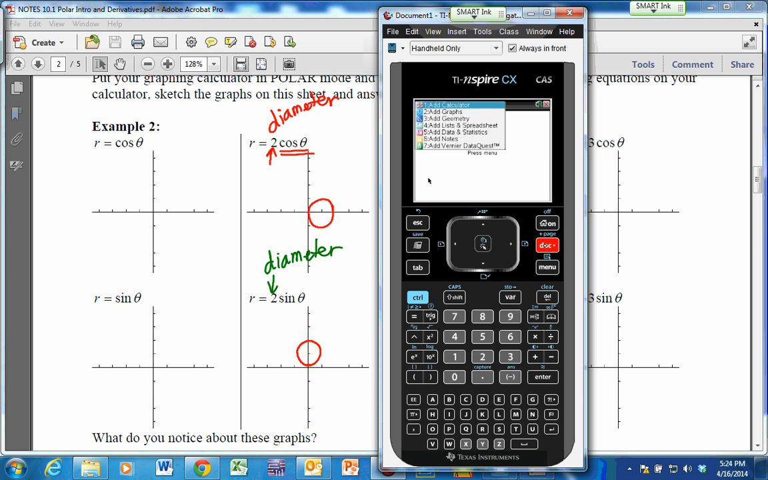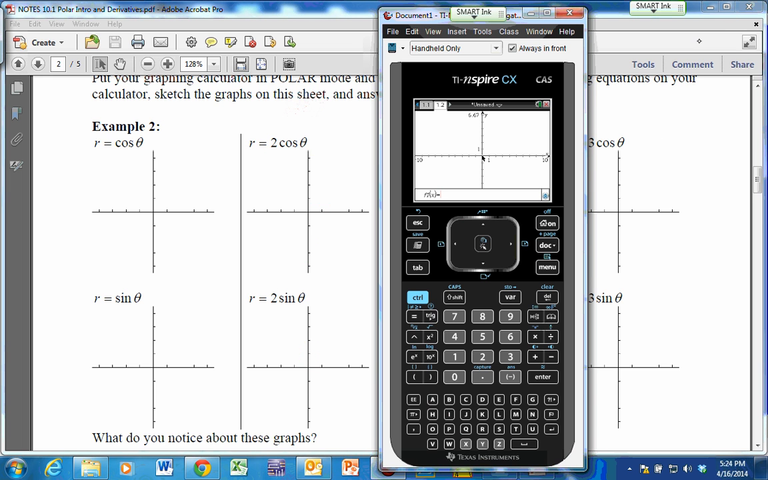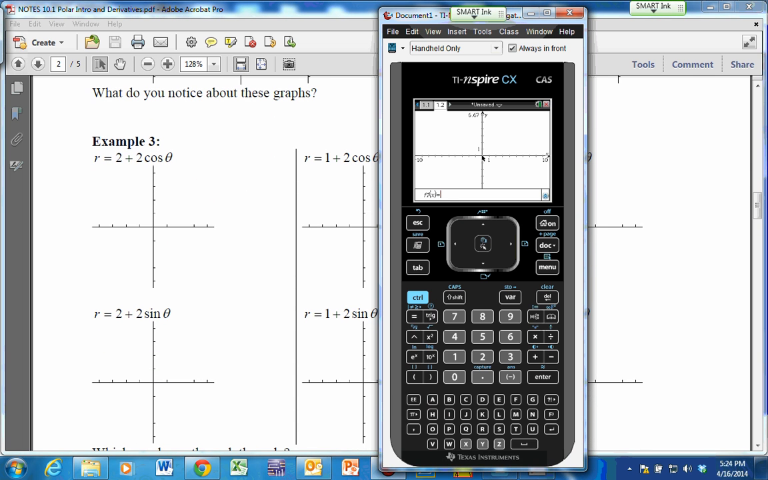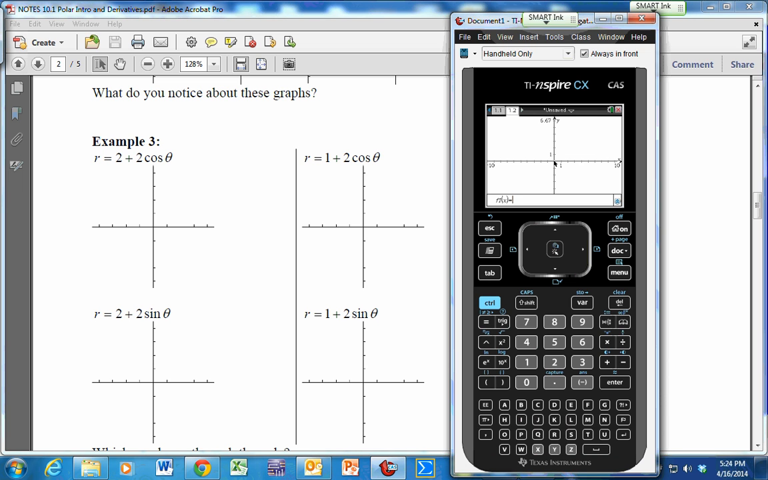So let's get a new graph page open, and let's look at some of these down below. So if we go and move this, we want to look at these graphs to see what they look like. So we're going to graph 2 plus 2 cosine theta. So I've got to go to menu, graph edit, polar again. And I want to do 2 plus 2 cosine theta and hit enter. And I got what is called a cardioid, and it's like a little heart shape.